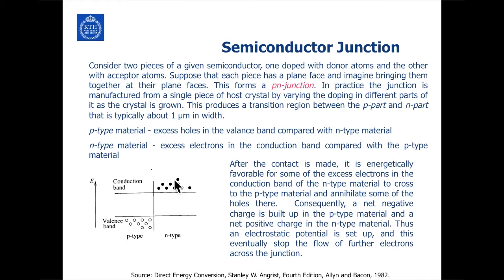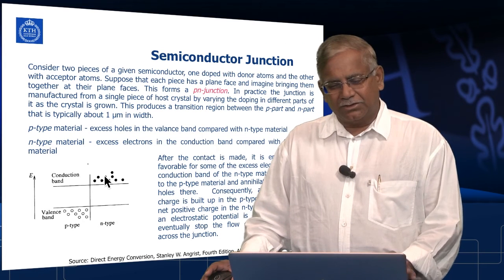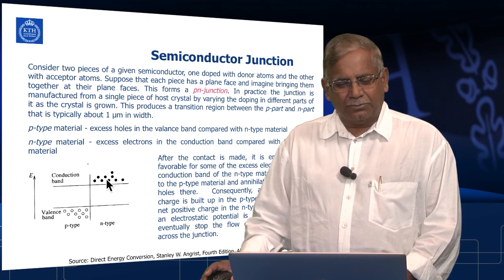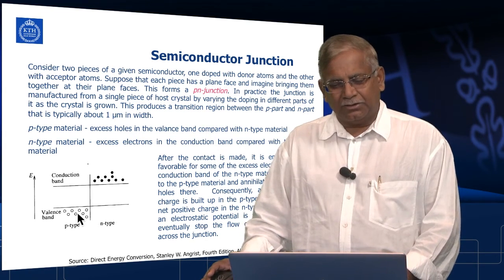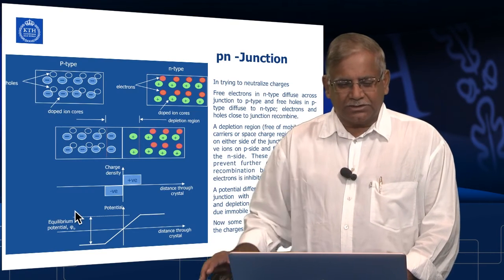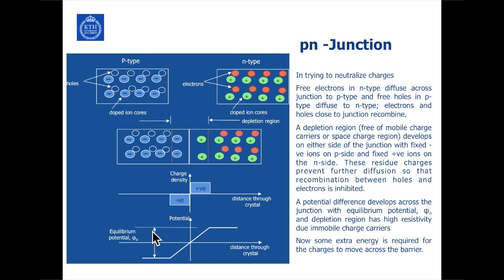An electrostatic potential is set up between these two material parts, and once the potential is set up, electrons stop flowing from the conduction band to the valence band. That potential which is set up is shown at the bottom of this figure, and when both of them come into equilibrium, it is called the equilibrium potential.